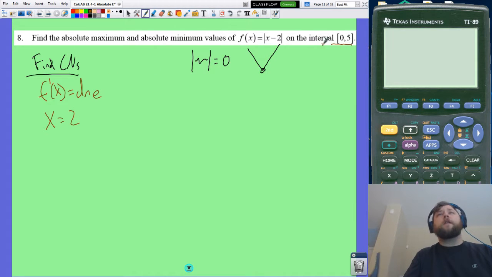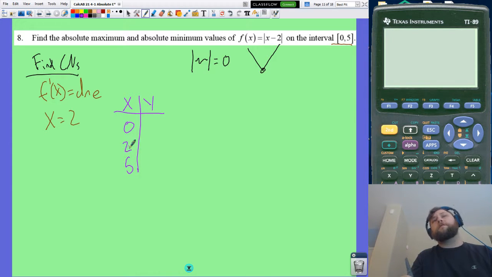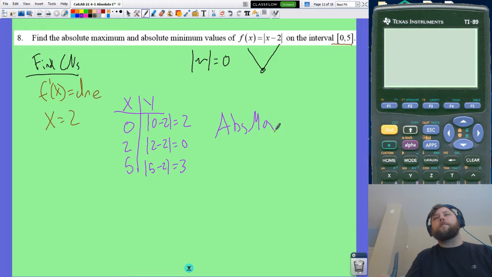And now I got my 2 endpoints and I got my critical number, so we're going to check on a table of x, y. 0 to 5, and 2 is in between. If you plug in a 0, you get absolute value of 0 minus 2, which is 2. Plug in a 2, absolute value of 2 minus 2, which is 0, and absolute value of 5 minus 2, which is 3. So my absolute maximum in this case is going to be 3. Absolute minimum in this case is going to be 0.